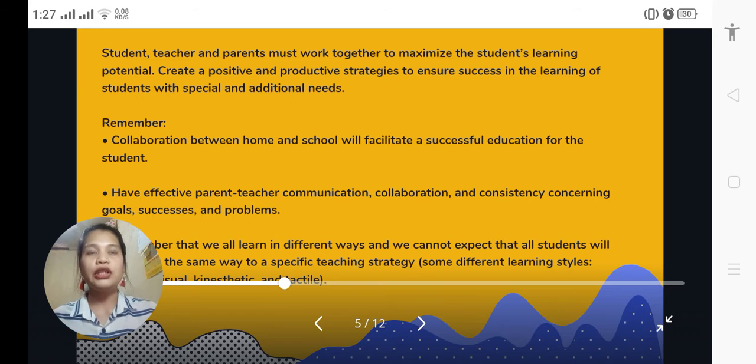And third, we should always remember that we all learn in different ways, and we cannot expect that all students will respond in the same way to a specific teaching strategy. Some have different learning styles. We have auditory, visual, kinesthetic, and tactile. We also have a combination of two, such as visual and kinesthetic, and others.